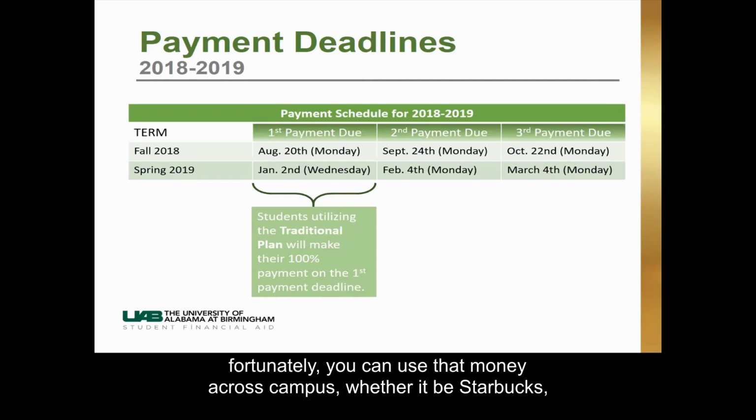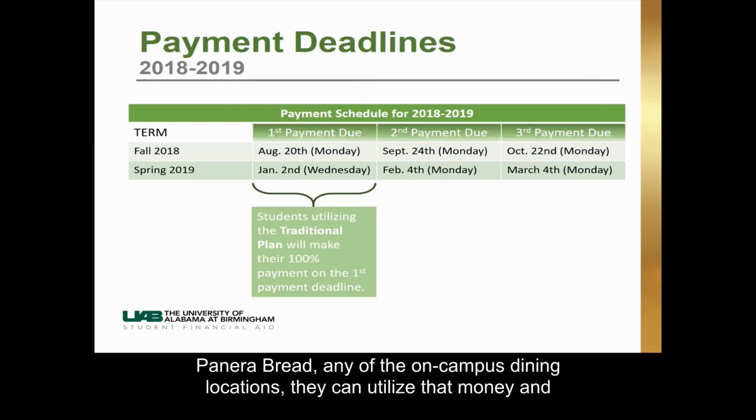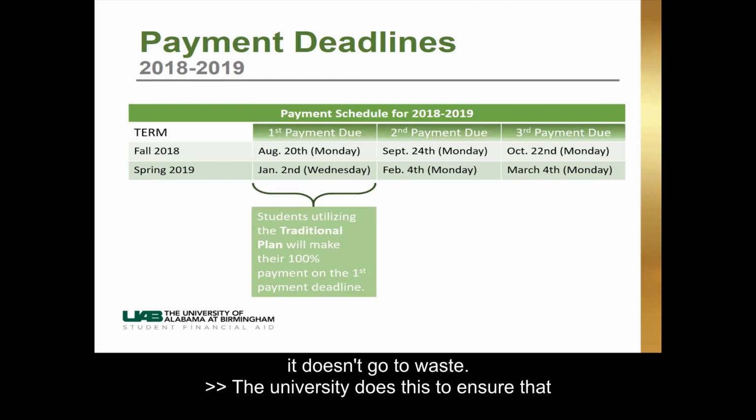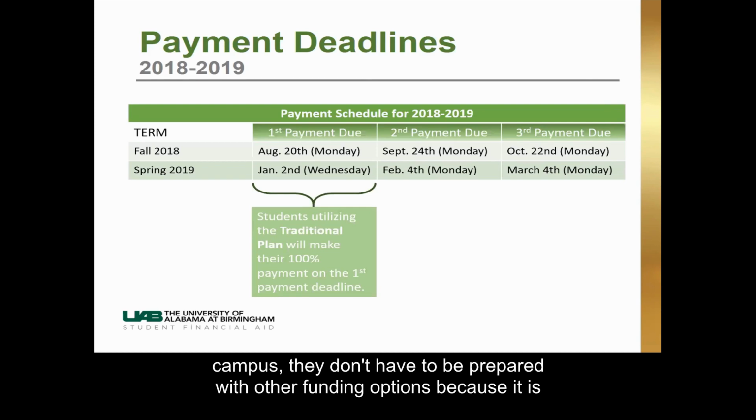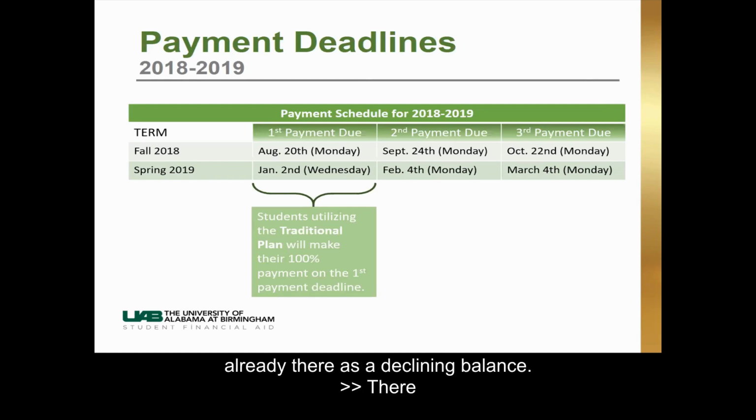But fortunately, you can use that money across campus, whether it be Starbucks, Panera Bread, any of the on-campus dining locations. They can utilize that money and it doesn't go to waste. The university does this to ensure that all students have the ability to get food at some point in time, whether here on campus, so that they don't have to be prepared with other funding options because it is already there as a declining balance.